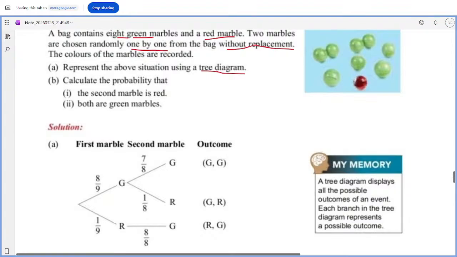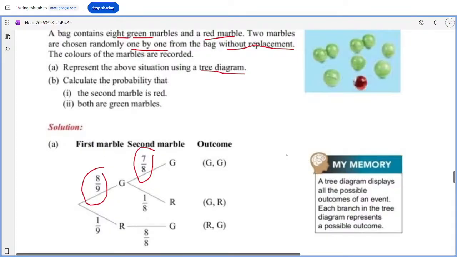Okay, since they say without replacement, the probability will affect each other. So that's why you guys can see the probability here and here is different, because it's a dependent event. Okay, so for the green, since you already took out the first marble green, total will decrease by 1, correct? So 9 becomes 8. And then the number of green marbles also decreases by 1 because your first marble already green. So that's why 8 becomes 7. Total decreases 1.